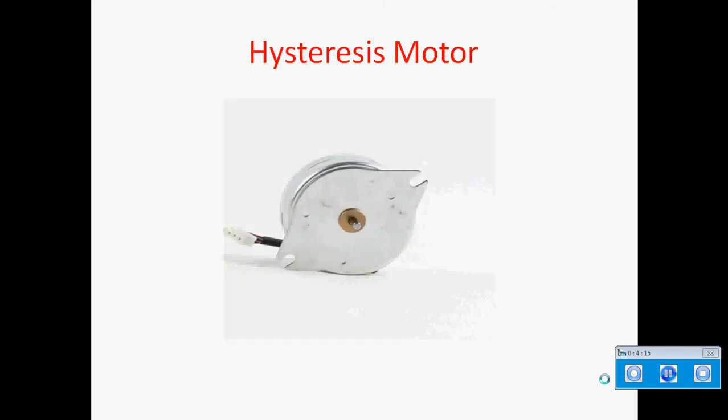Next is hysteresis motor. The hysteresis motor is defined as a synchronous motor which is having a cylindrical rotor and works on the hysteresis losses induced in the rotor of hardened steel with high retentivity. It is a single phase motor and its rotor is made up of ferromagnetic material with non-magnetic support over the shaft.